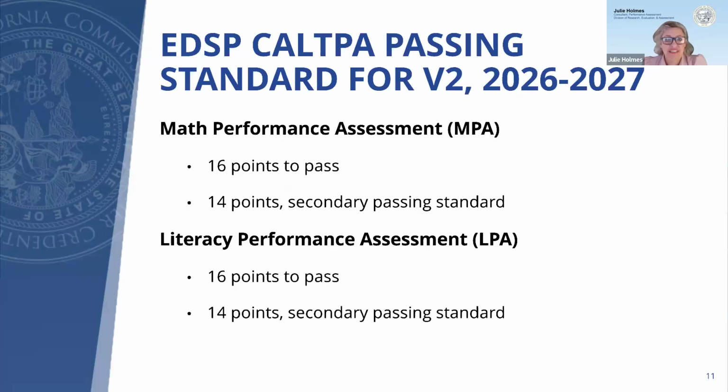Passing standard, as I mentioned, is the same as last year for MPA and LPA. They are both 16 points to pass, with a 14-point secondary passing standard. So if candidates score a 14 or a 15, they are then eligible for that secondary passing standard. That becomes a programmatic decision at that point for you to consider if they have met the TPEs in other areas, such as coursework, observations, and things like that. And again, the link to the passing standard is on the CTC webpage.